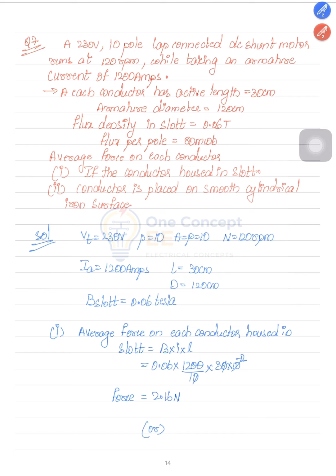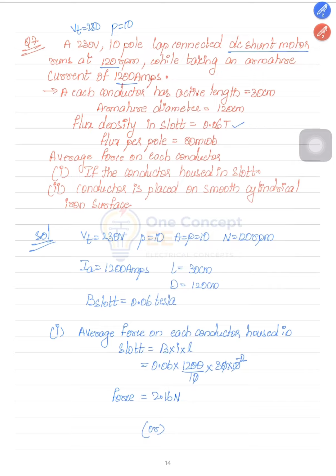This is one of the DC machine questions. Let's solve this question. Given is a DC shunt motor with 10 poles, P equal to 10, and a terminal voltage of Vt equal to 230, running at a speed of 120 rpm, and taking an armature current of 1200 amps. Each conductor has an active length of 30 centimeter and the armature diameter is 120 centimeter, and the given flux density in the slot is 0.06 Tesla.